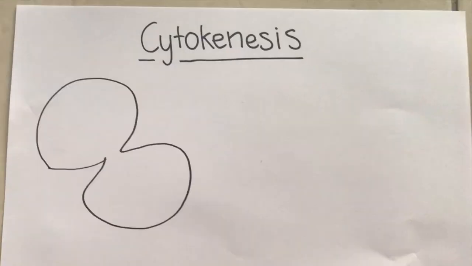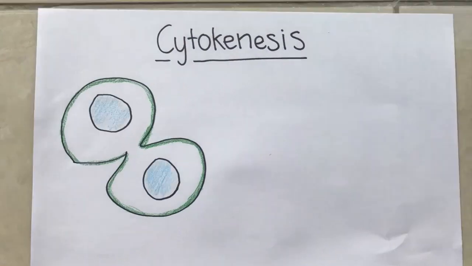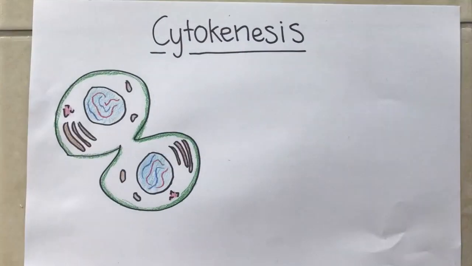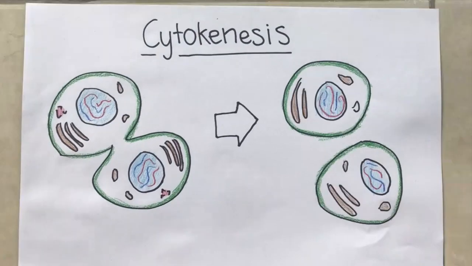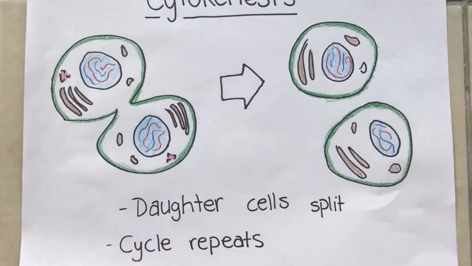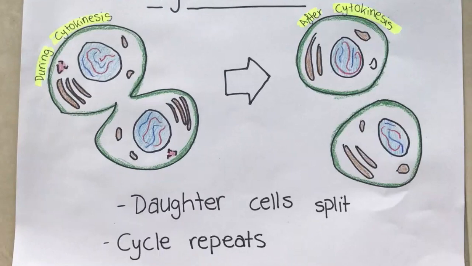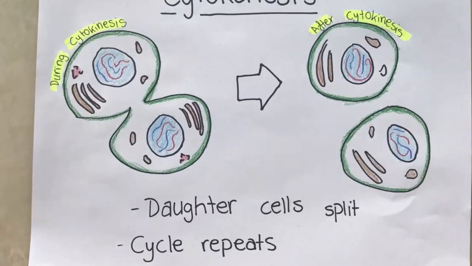Now, there is one more stage left of the cell cycle, and that is cytokinesis. Cytokinesis is simply the division of the parental cell into the 2 daughter cells. Once they are divided, the 2 cells repeat the entire process over and over again.